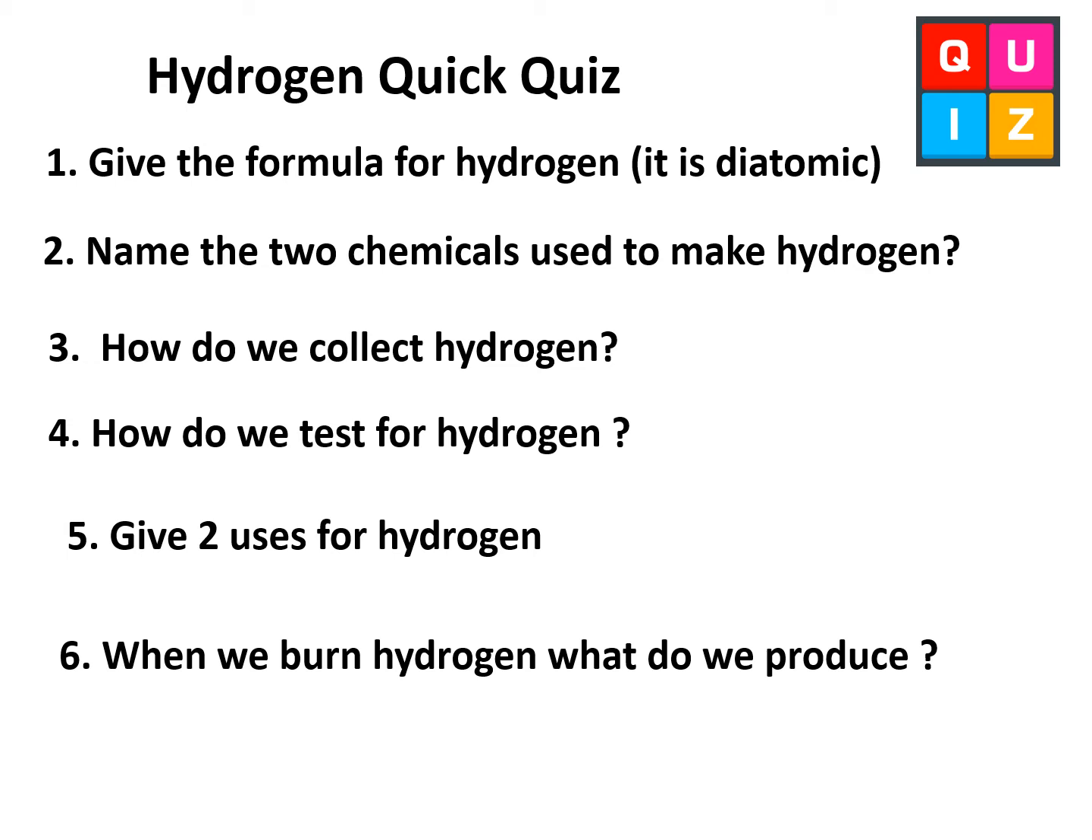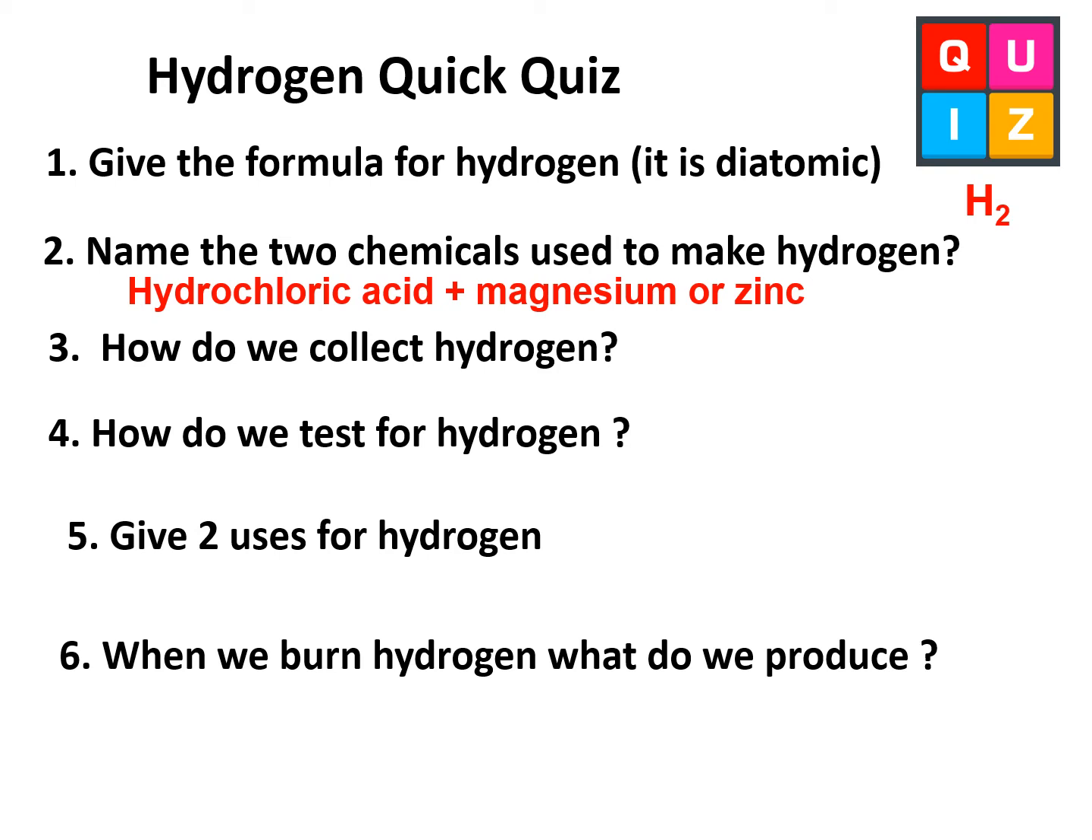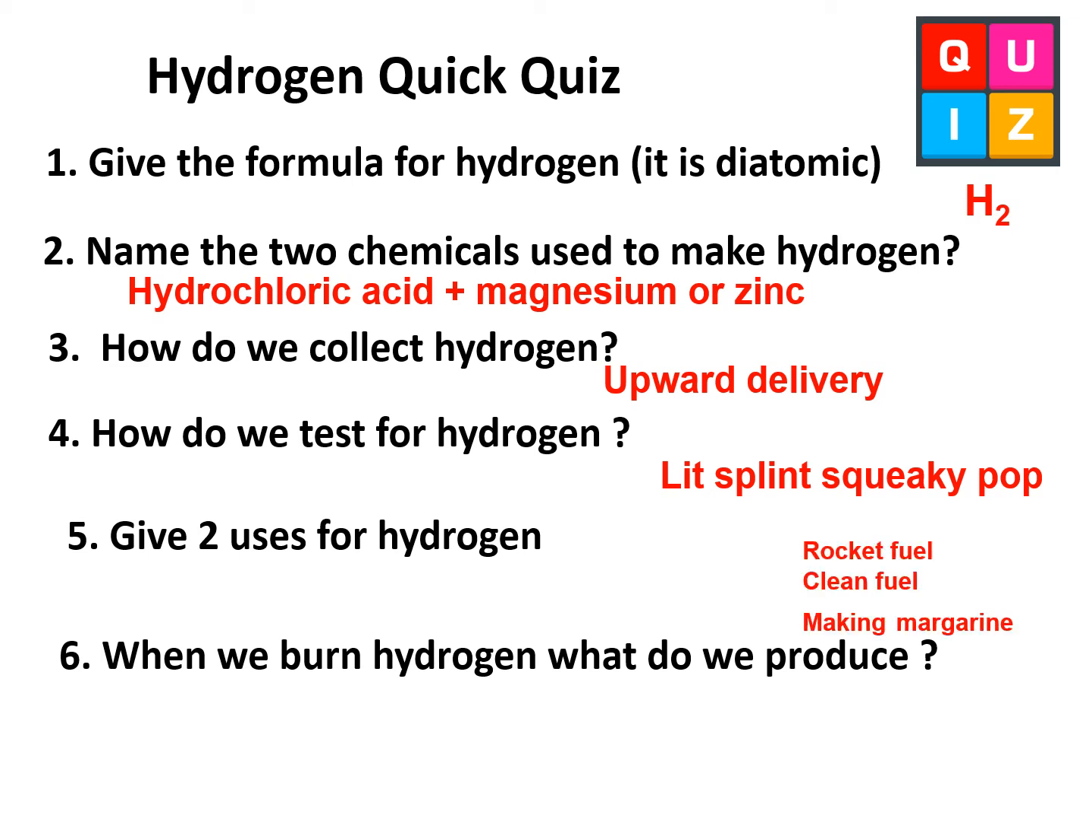Okay, the formula for hydrogen, because it's diatomic, is H2. We use a metal and an acid to make hydrogen, so that's hydrochloric acid and magnesium, or you could use zinc. We collect hydrogen by upward delivery. We test for hydrogen using a lit splint and we get a squeaky pop. Hydrogen can be used in rocket fuel, it's used now as a clean fuel, and in making margarine. And when we burn hydrogen, we produce water.